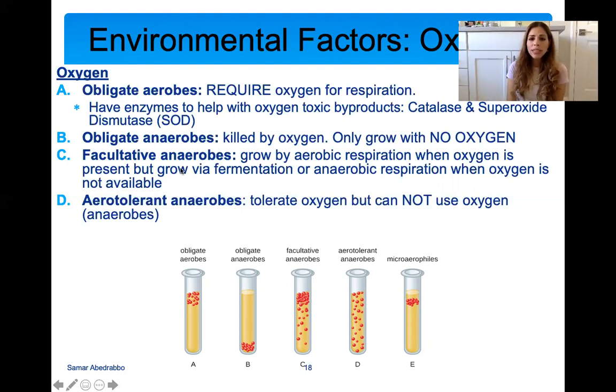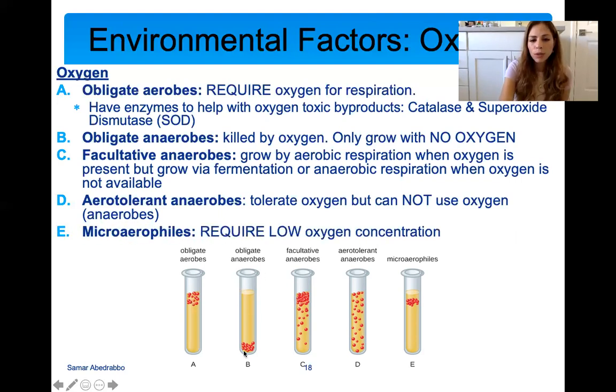Facultative anaerobes are organisms that can grow in oxygen and without oxygen. So they can do all types of metabolism. They will do aerobic respiration when oxygen is present, but then if there's no oxygen, they're able to do fermentation or anaerobic respiration. And then aerotolerant anaerobes are organisms that can tolerate oxygen, but they do not use it for their respiration. So if you were growing these organisms in lab, if you were growing them in special tubes, so thioglycolate tubes, and I'll talk about it in a different lab video, obligate aerobes will grow at the top because they require oxygen to grow.